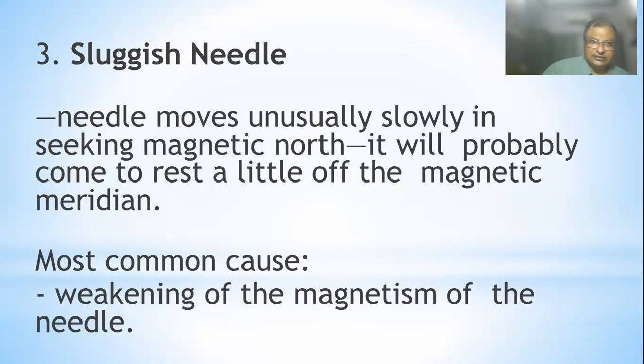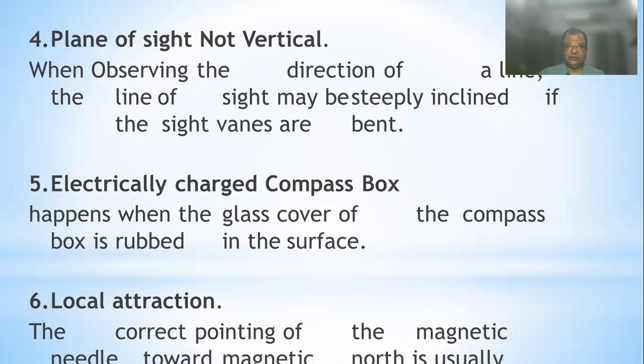Now, sluggish needle: the needle moves unusually slowly in seeking magnetic north. It will probably come to rest a little off the magnetic meridian. The most common cause is weakening of the magnetism of the needle. Then, plane of sight not vertical.